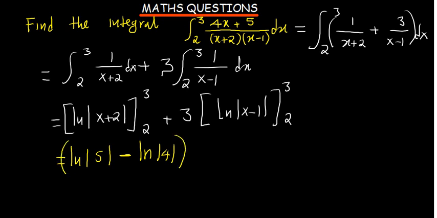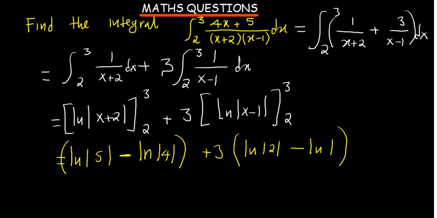And then we have got plus 3. We go on for the second part. We're going to have natural log. Put a 3 here, 3 - 1, that is a 2. Then minus, put a 2 there, natural log of 2 - 1, that is a 1.